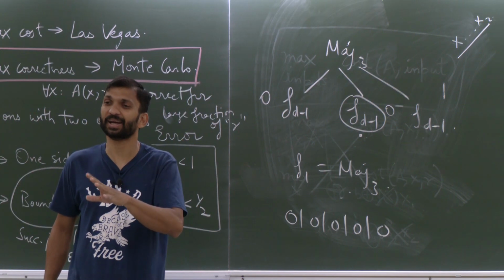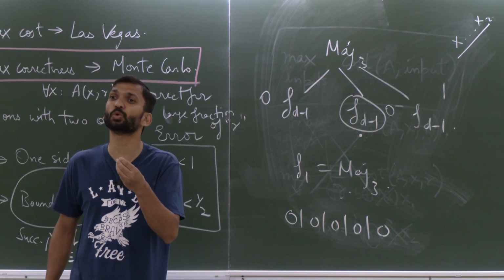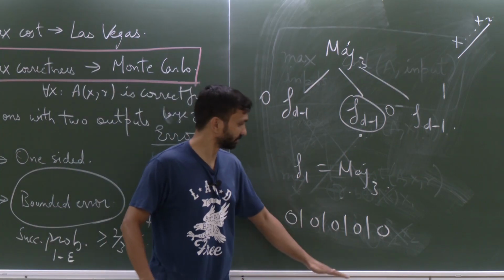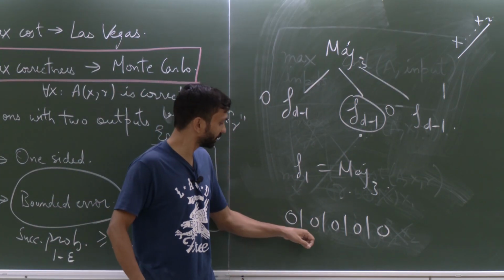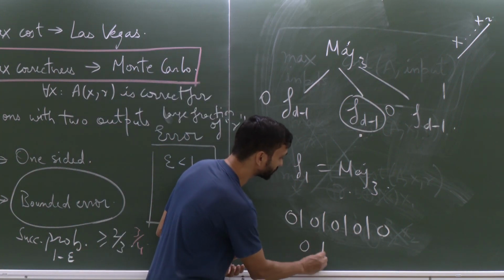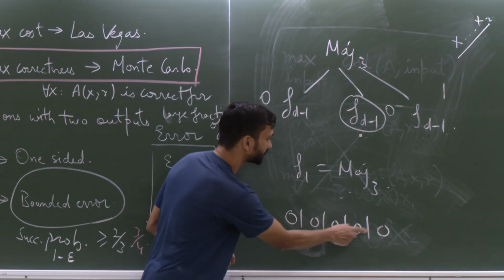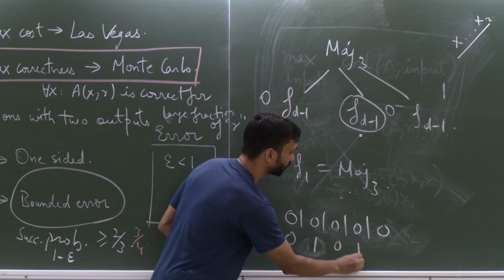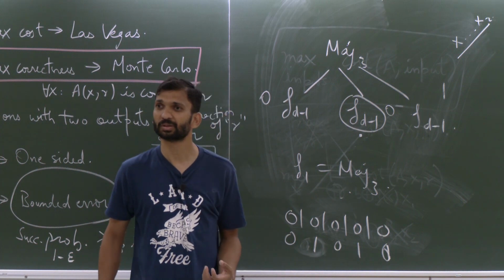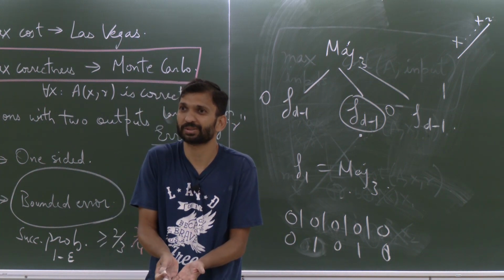And this is not a difficult thing to convince yourself. It is clear, right? If you are choosing this, what I will do is take the input as 0, 1, 0, 1, 0, 1, 0. Correct? And now I am failing.